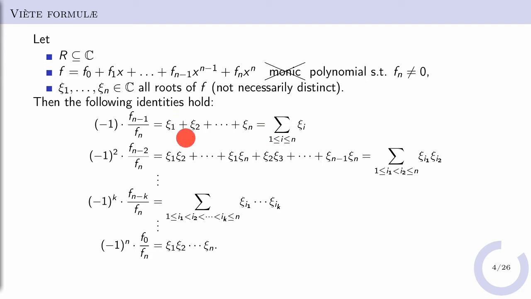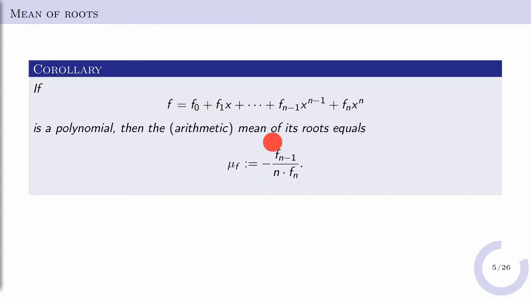But this sum equals this expression. So if we take minus f_{n-1} and divide it by n f_n, we get exactly the arithmetic mean of the roots of a polynomial. So we can compute the mean of the roots of a polynomial without knowing the roots. And this is very important.